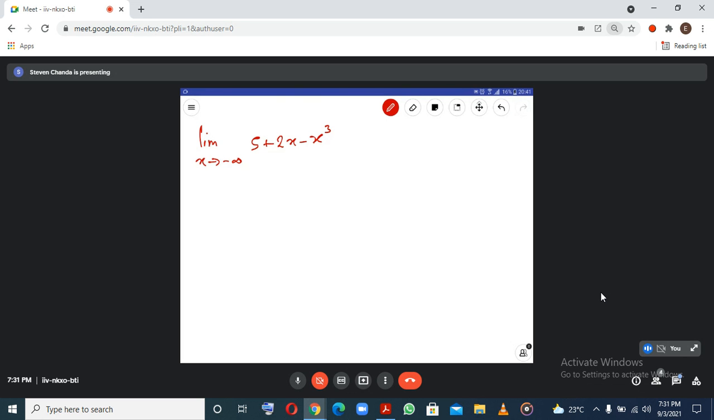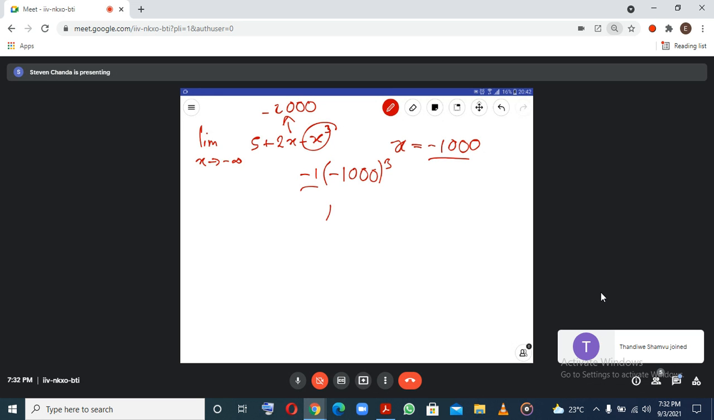When you look at this function which we've been given, the 5 won't really have an impact. For instance, try to think of this. Remember we're saying x going to negative infinity, so if we say x is negative 1000, 5 will remain the same, and if we plug it here it's going to be negative 2000, isn't it? But when we plug it here, oh my goodness, it's going to be negative billion. But because of the negative outside, it becomes a positive billion.